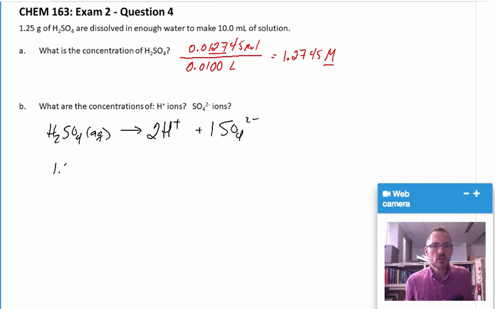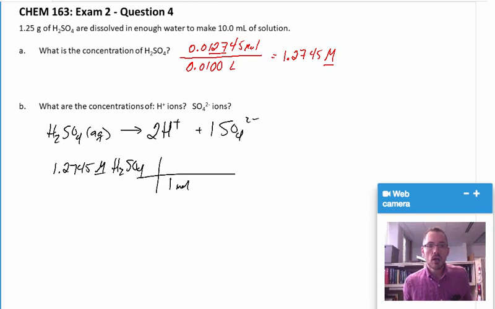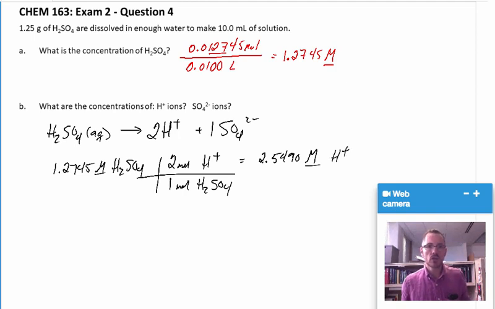So for 1.2745 molar of H2SO4, I can convert that by saying for every 1 mole of my H2SO4, I will have 2 moles of my protons, which would mean I would have a concentration of 2.5490 molar of our H+ protons. To 3 significant figures, I'm going to have a concentration of 2.55 molar.